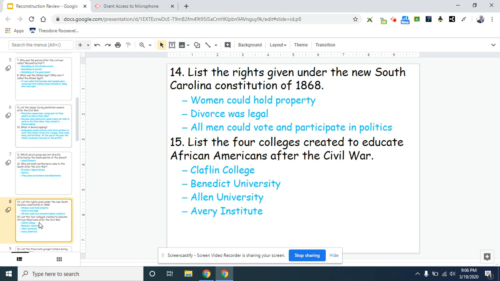But I digress. Number 15, list the four colleges created to educate African Americans after the Civil War. We got Claflin, Benedict, Allen, and Avery. Historically black colleges, still there, still available. Cool stuff. Check it out. Look into them.